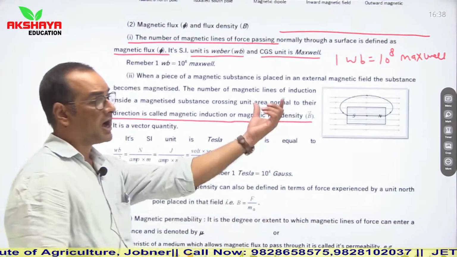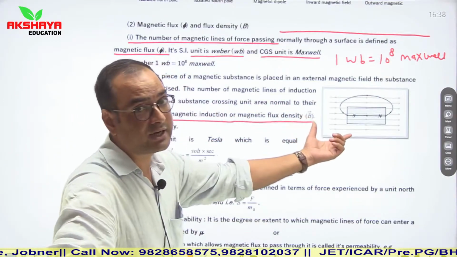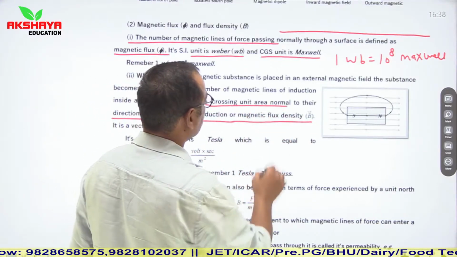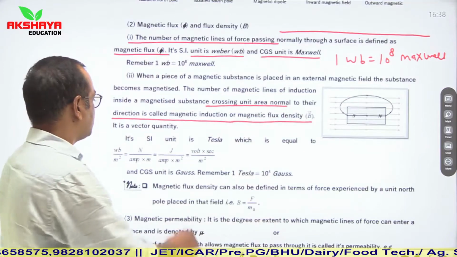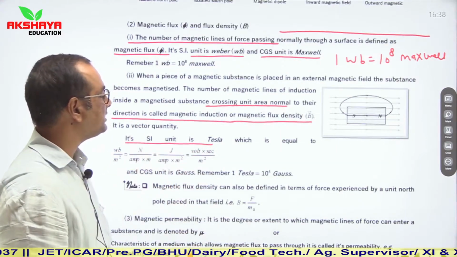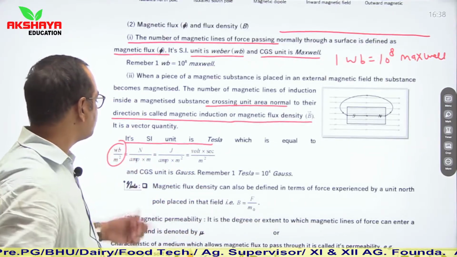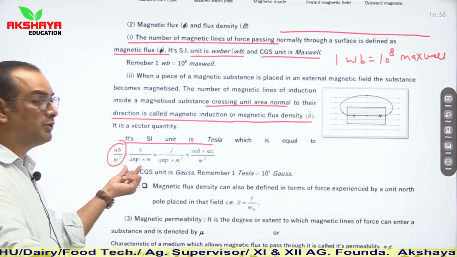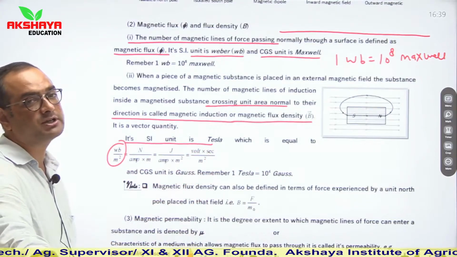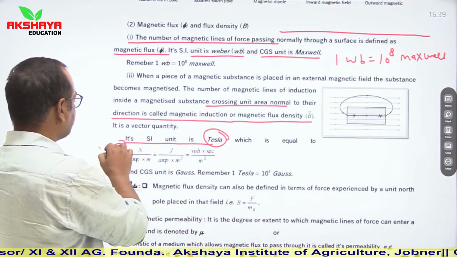So we can say how many magnetic field lines are crossing through this induction area, which crosses normally unit area. Its SI unit, if we talk about flux density, is Tesla, which is equal to Weber per meter square. Tesla is also equal to Newton upon ampere meter, or Joule upon ampere meter square, or volt into second upon meter square. These are different units, so you simply keep in mind Tesla and Weber per meter square.